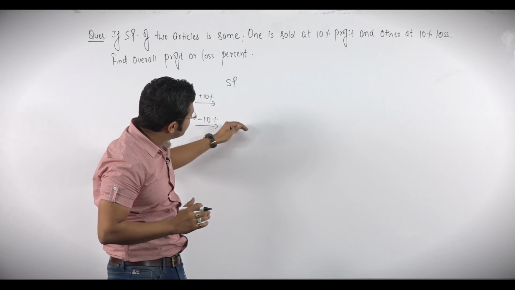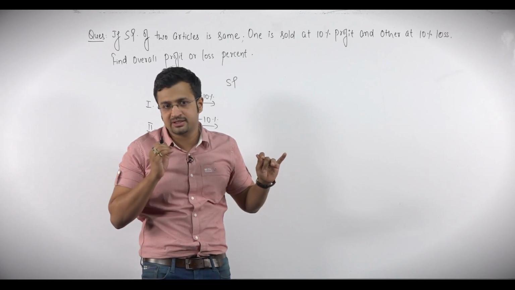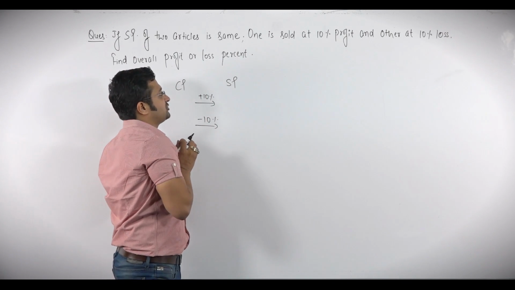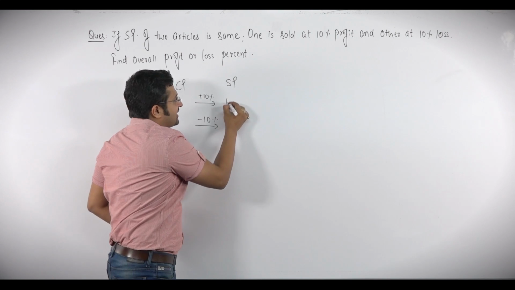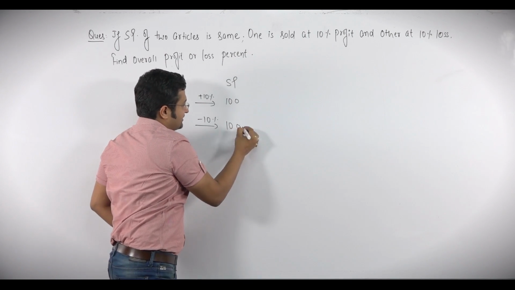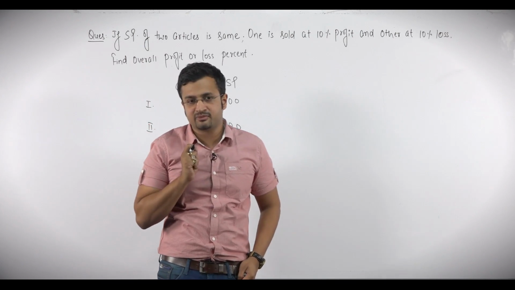आपको दोनों selling price की value assume करनी है और वो equal assume करनी है. तो आप blindly value assume मत कीजिए. अगर आप 100 assume करोगे दोनों में, तो see what will be the problem. You have to face the problem in calculation.